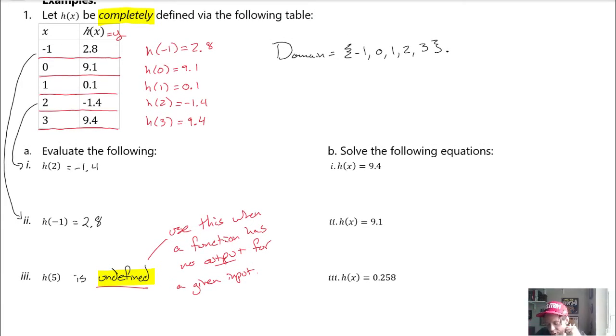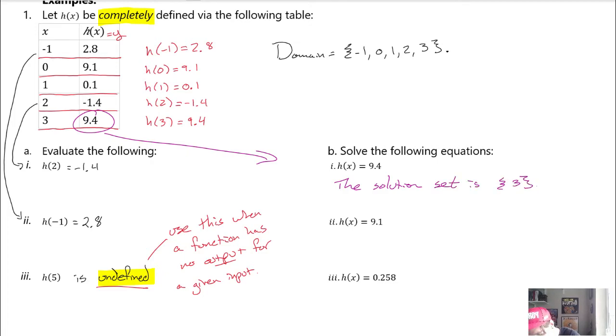All right, part B says to solve the following equations. The first one being h of x equals 9.4. So I look to the table and I note that 9.4 is right here as an output. So I say, okay, what input gives me that output? And we see that 3 is the input. So we'll say the solution set is the set containing the number 3 and only the number 3. That's the only input that gets us to that output.